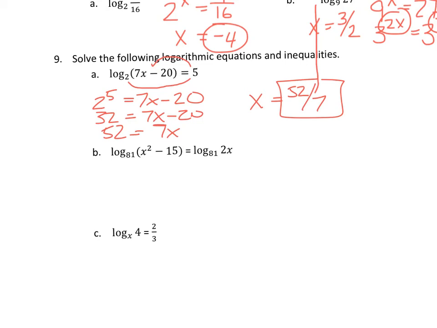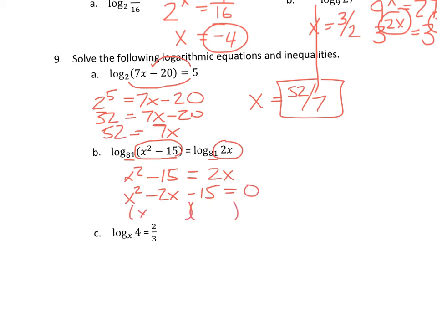Number 9b, we have multiple logs, but they're the same base. They're equal, so therefore x squared minus 15 must equal 2x. This is a quadratic equation, so I must get it to equal 0. I'm going to subtract 2x. It's a quadratic that I will factor. And my solutions would be positive 5 and negative 3.